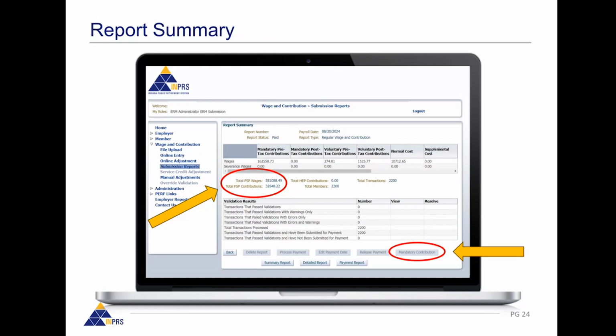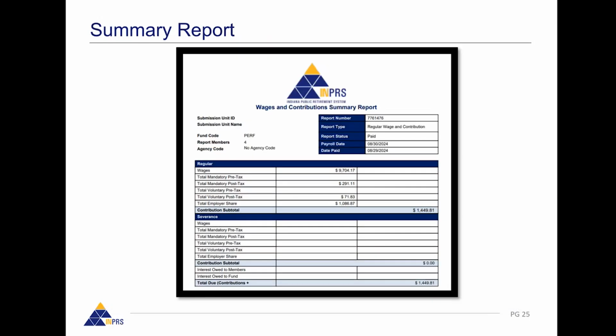But with the actual reports that you can pull from submission reports, I want to go over the summary report first. This is essentially a receipt. Again, you can access this at any time, but it breaks down that summary of what was paid and what exactly that payment was for, breaking down the different types of contribution, whether it's pre or post tax, etc.